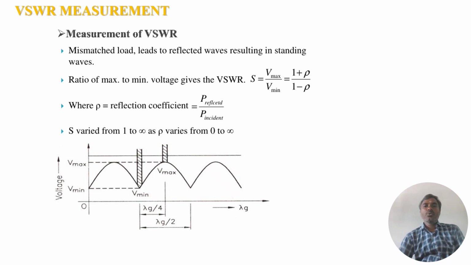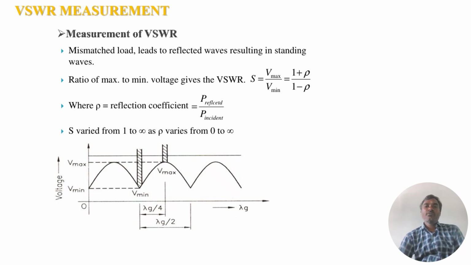VSWR is nothing but voltage standing wave ratio. Voltage standing waves are produced only if load and source impedances are not perfectly matched. If load and source impedances are not matched, some part of the incident signal will be reflected by the load, and those signals will combine with the incident signal, and signals with fixed maxima and minima are produced. These kinds of waves are called standing waves. This is an undesirable characteristic of a microwave network. This can be measured with the help of the reflection coefficient.